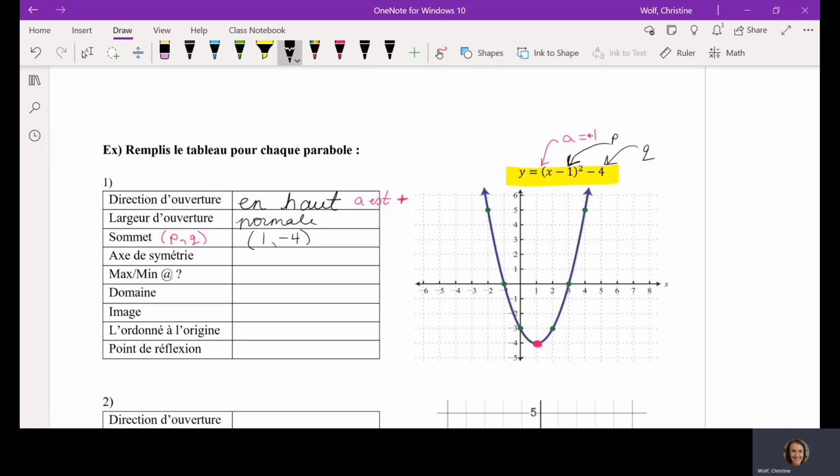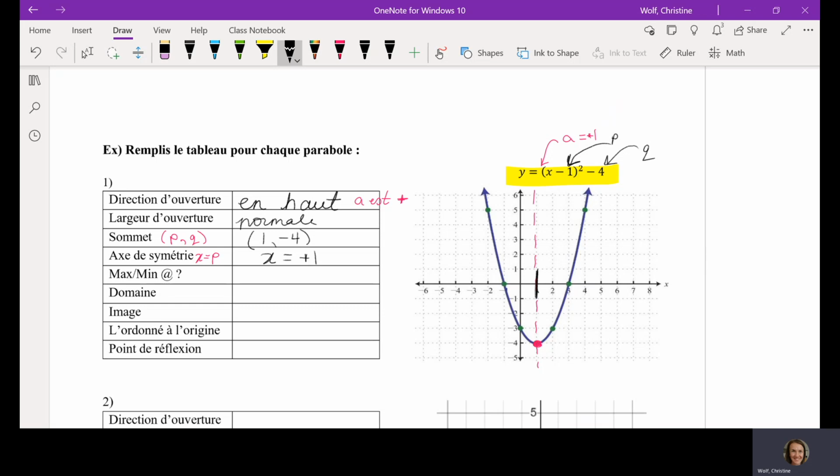Enfin, ensuite, axe de symétrie. So axe de symétrie, tu passes par le sommet. OK, j'ai expliqué que axe de symétrie, c'est x égale p. Well, p is negative 1, but remember we switch the symbol when it comes to p. OK, so l'axe de symétrie passe par x égale positive 1, right? C'était negative 1 dans l'équation, so c'est positive 1. Or you can just look right here, where did you cross? You cross the x-axis at 1, OK?